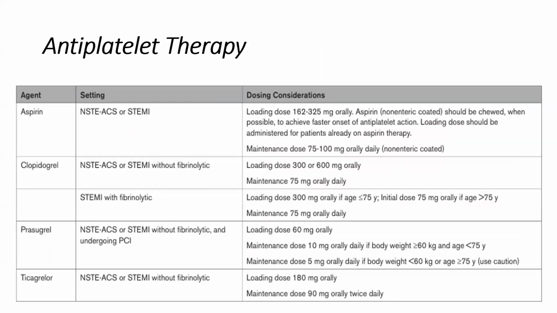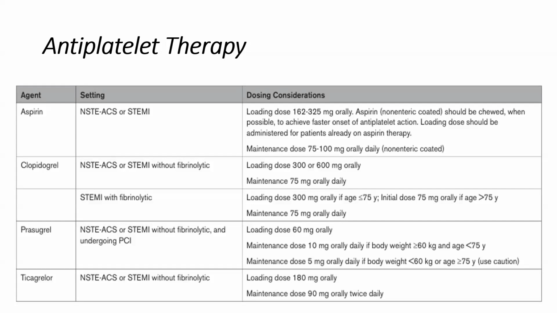Now about antiplatelet therapy, we can administer drugs like aspirin, clopidogrel, prasugrel, and ticagrelor. The dose of aspirin is 162 to 325 mg loading, and for maintenance, we can administer 75 to 100 mg. For clopidogrel, the loading dose is 300 to 600 mg. The maintenance dose is 75 mg.